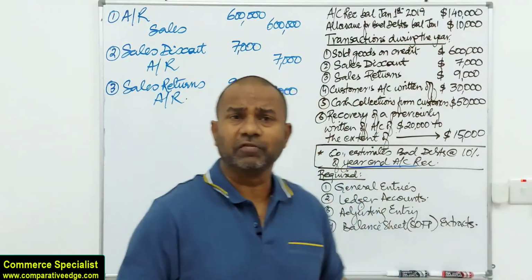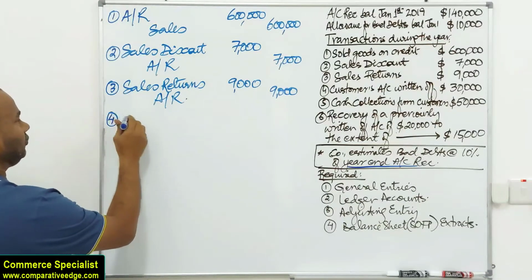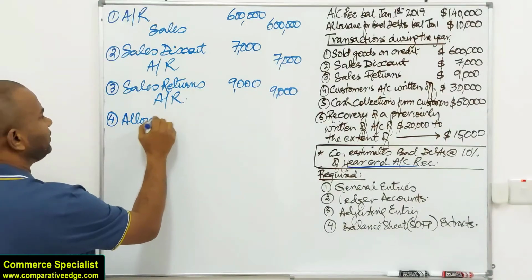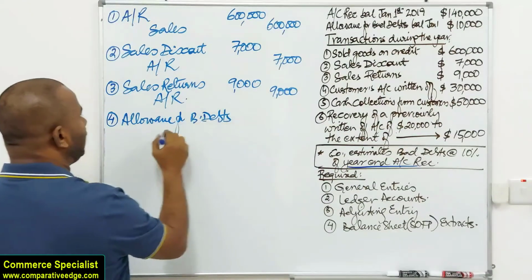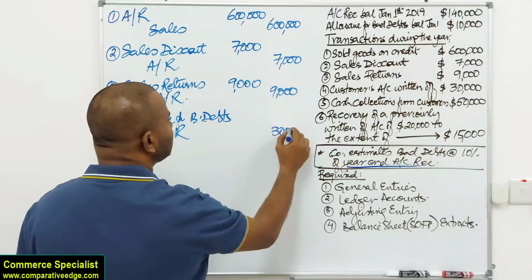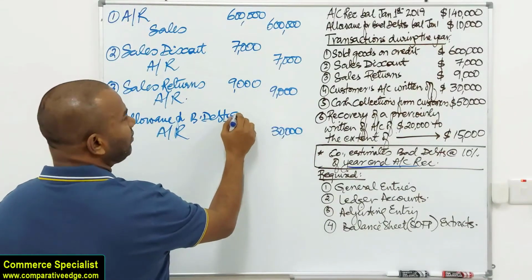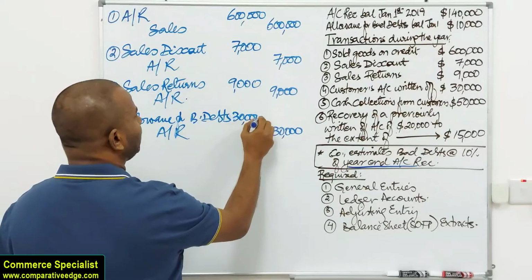Generally, the entry to write off an account is like this. We debit allowance for bad debts and we credit account receivable. Crediting account receivable means we are no longer chasing this customer. And debiting allowance for bad debts, I'll tell you why I'm debiting allowance for bad debts.